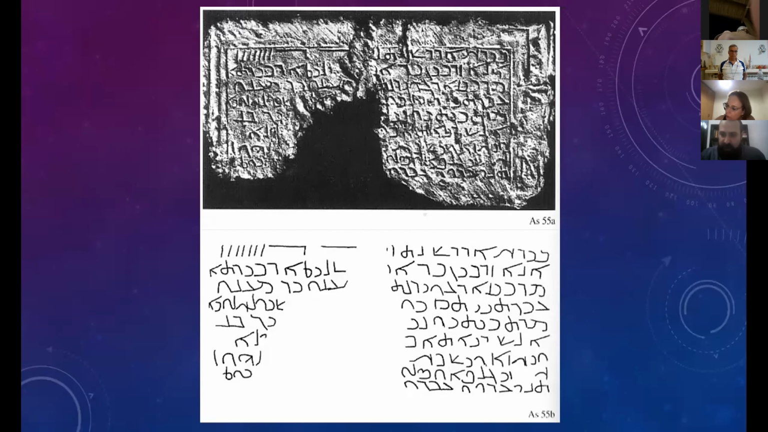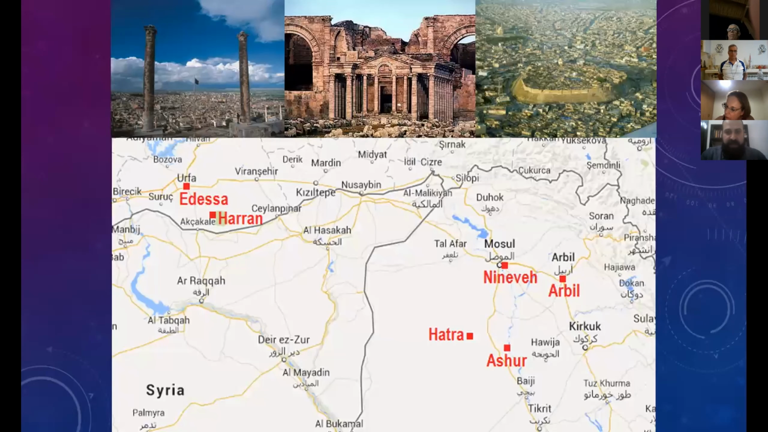Now, on the upper reaches of the Tigris, North Mesopotamian Aramaic flourished in the regions of Hatra, Assur, and Adiabin. So here you see, for example, Edessa, the capital of Osroene, which is very close to Haran, known from the account of the patriarch Abraham in the Old Testament in Genesis, Hatra, Assur, Nineveh, and Erbil, which was the capital of Adiabin.